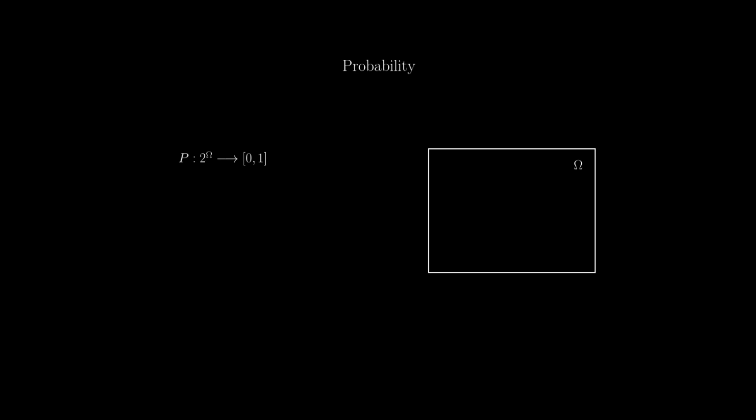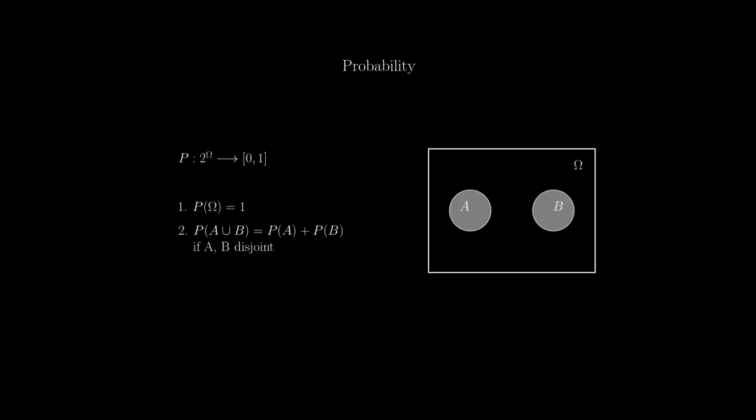Probability. The probability is a function which assigns to any event from omega a value between 0 and 1 such that probability of omega is 1 and the probability of A union B is equal to the probability of A plus the probability of B if A and B are disjoint.